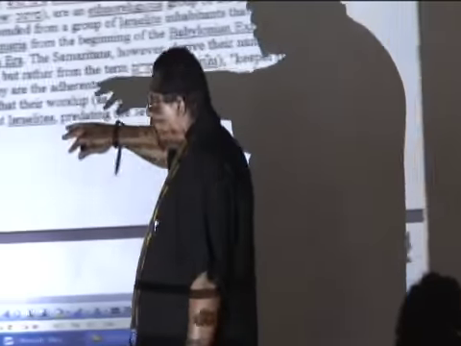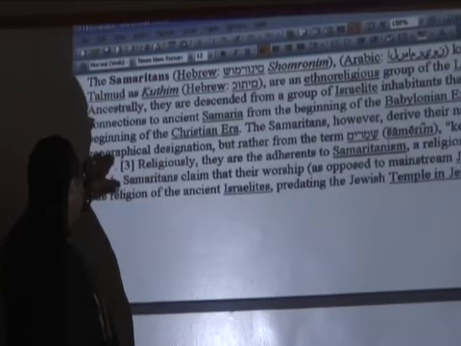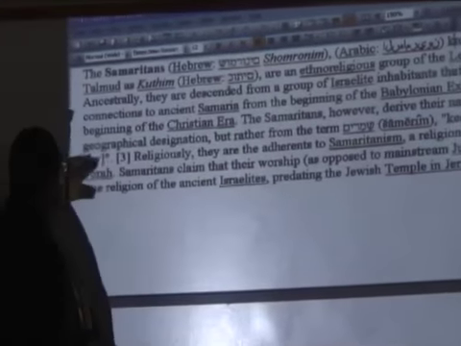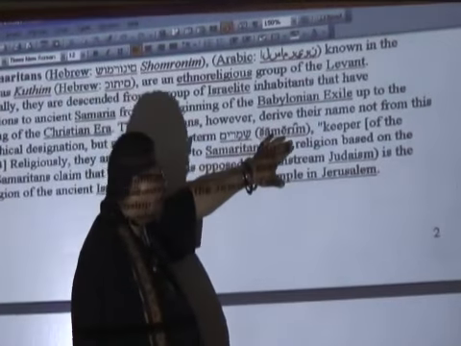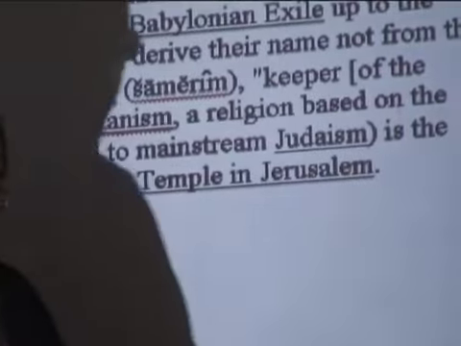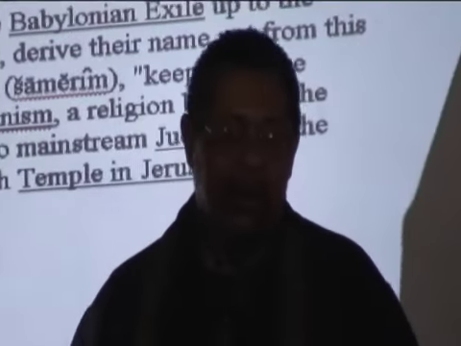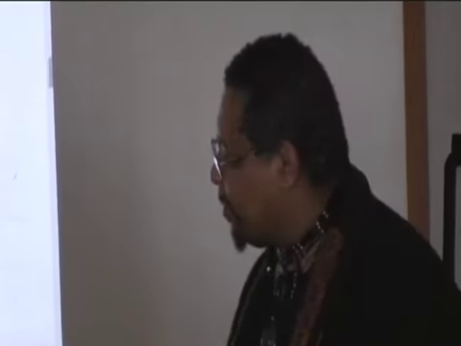Now, these ancient so-called Sumerians, from the beginning of the Babylonian exile up to the beginning of the Christian era, the Samaritans, however, derived their name not from this geographical destination, but rather from the term Samarim, which means the keeper. And they're the keeper of the law. So in other words, there was a group of men, and the group of men were called keepers, and some were called protectors. These individuals took on being warriors, and they guarded certain temples.